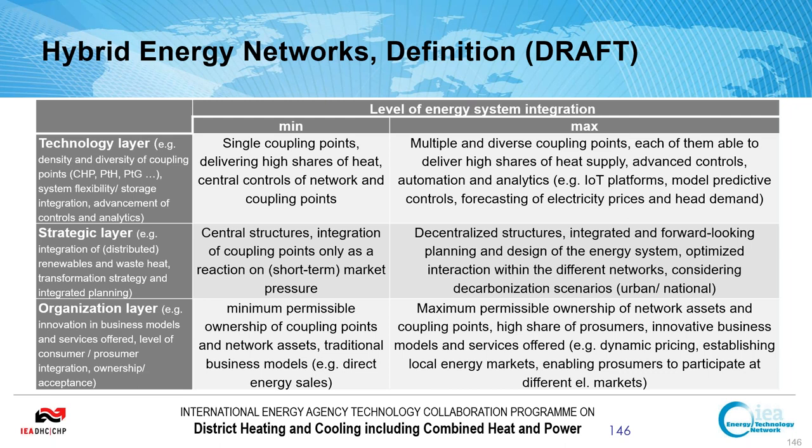We have unbundling for many reasons, at least in Europe, between electricity production and distribution and transmission, and these obviously have to be a split ownership. That's the minimum we have here. But if you have a higher level of system integration, you can look at other ownership of network assets. You can have third parties that own coupling points, maybe that own heat pumps or CHPs. You look at innovative business models, new services offered.